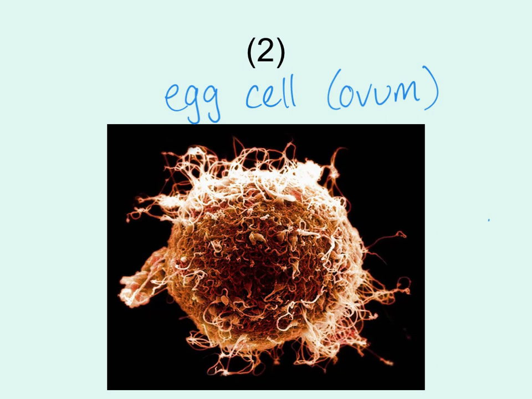Number 2 was an egg cell, or you could have called it an ovum. And this is actually an egg cell surrounded by lots and lots of sperm cells. So you can see the sperm cells in there. You know, there's a couple that are quite clear here. You can see the head of the sperm cell and the long tails. So it's actually an egg cell surrounded by lots of sperm cells. But as long as you wrote egg cell or ovum for this one, that was correct.